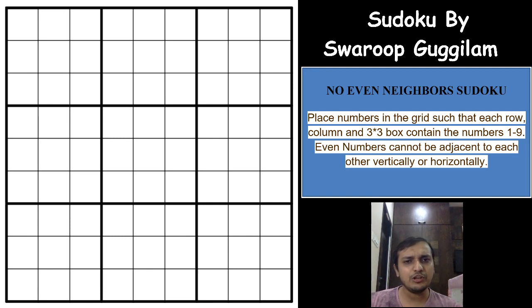So before going to the Sudoku, we will see what the rules of this Sudoku are. According to the rules, we have to place digits from 1 to 9 in each row, each column, and each 3 by 3 box, right? And there is one more constraint. Suppose I'll be marking green as the even numbers and gray as the odd numbers. If you have an even number here, the adjacent cells will never have an even number, which means that two even numbers cannot be adjacent to each other. So that is the constraint here, right?